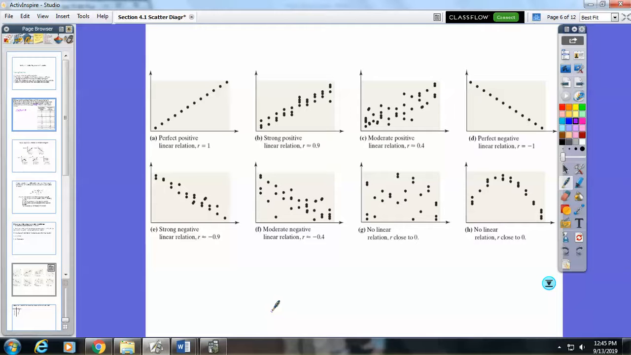This would be like the perfect case where R equals 1. Perfect linear relationship. This would be the perfect R equals negative 1.